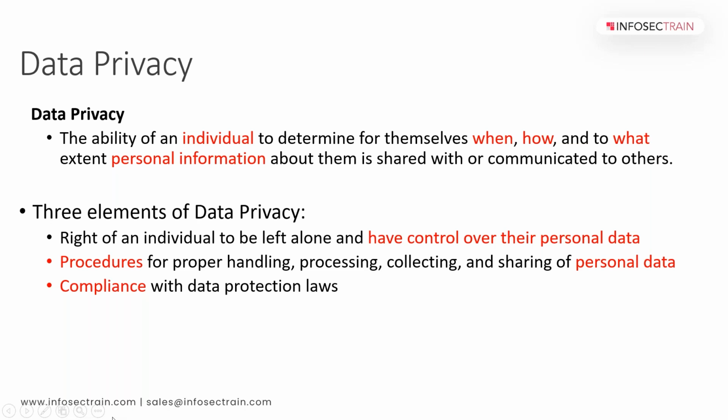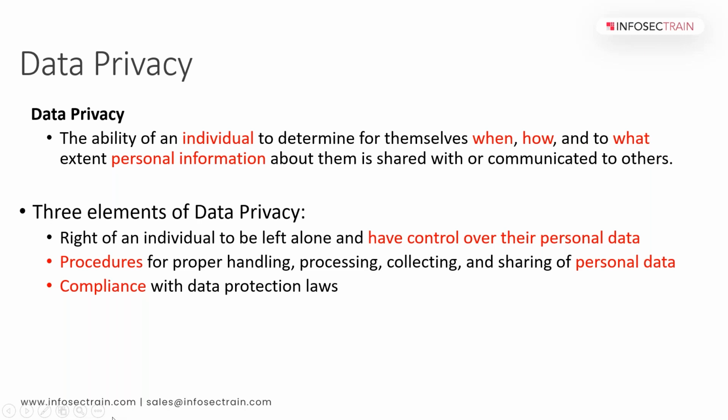These are the two basic things that make the difference between information security and data privacy. In that way, data privacy is entirely a different thing, but information security is what is expected as part of it. That's why we started with this one. Then the procedures used for handling, processing, collecting, and sharing personal data are where your information security is going to fit in.